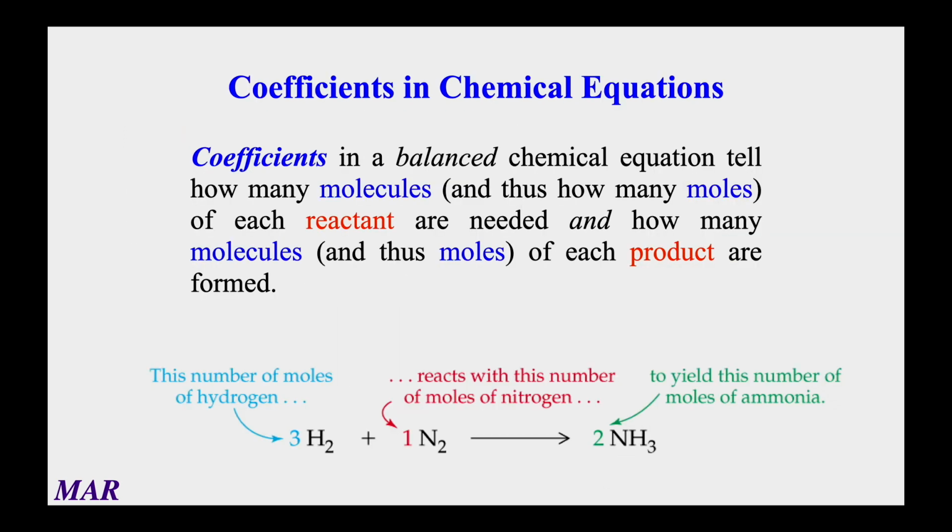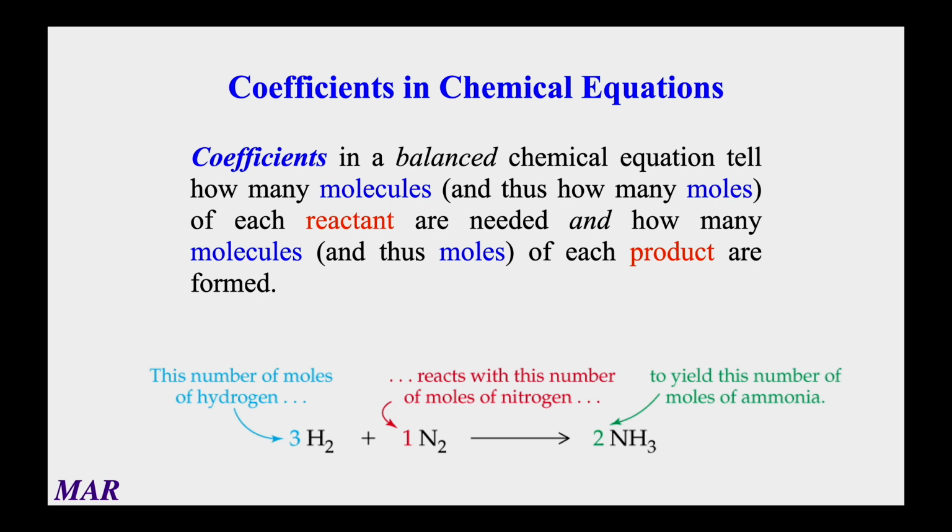Here's a reaction: 3 H2, and it shows the 1s that don't usually show, 1 N2, reacting to make 2 NH3. And NH3 is ammonia. And those numbers in front that we spent so much time figuring out how to balance in Chapter 4, Part 1 are very helpful. It says that you need 3 moles of H2 and 1 mole of N2, and if they react, they will make 2 moles of NH3.